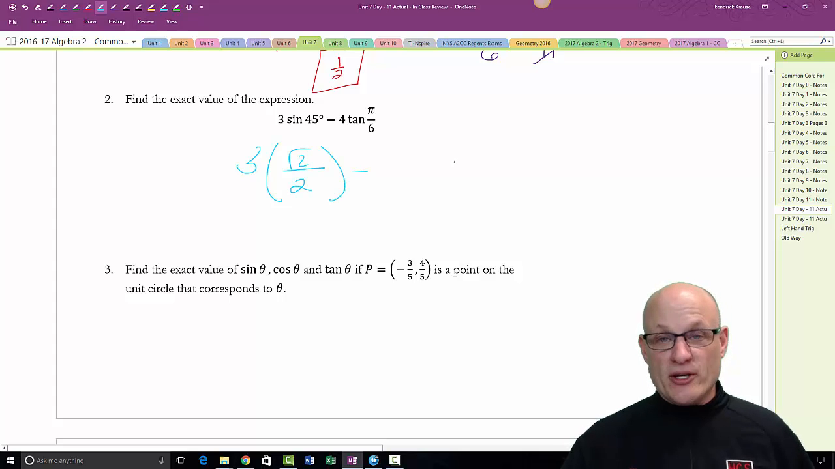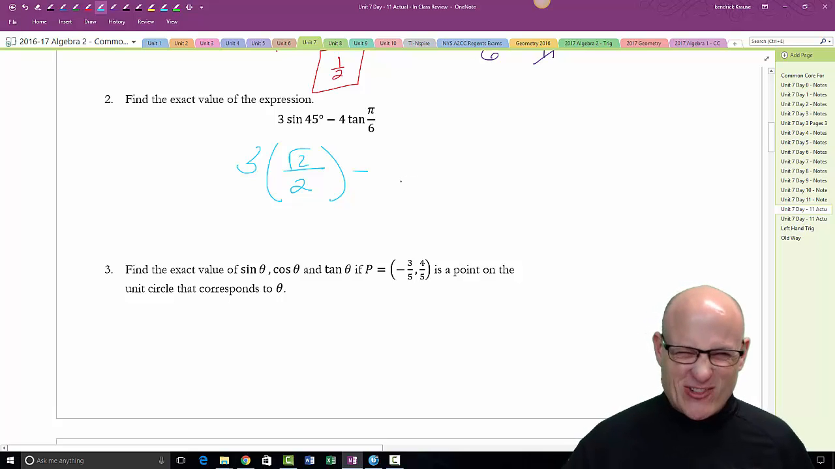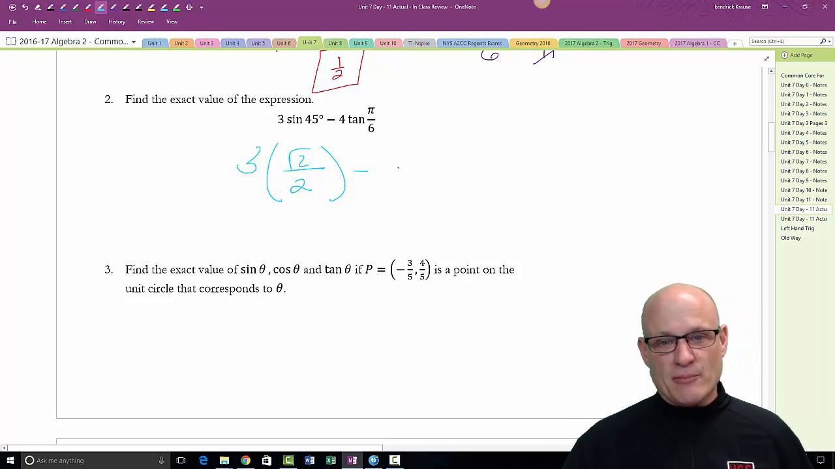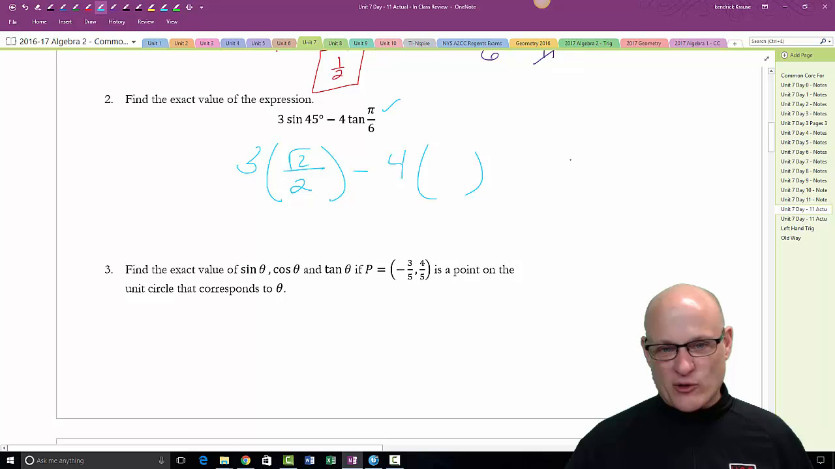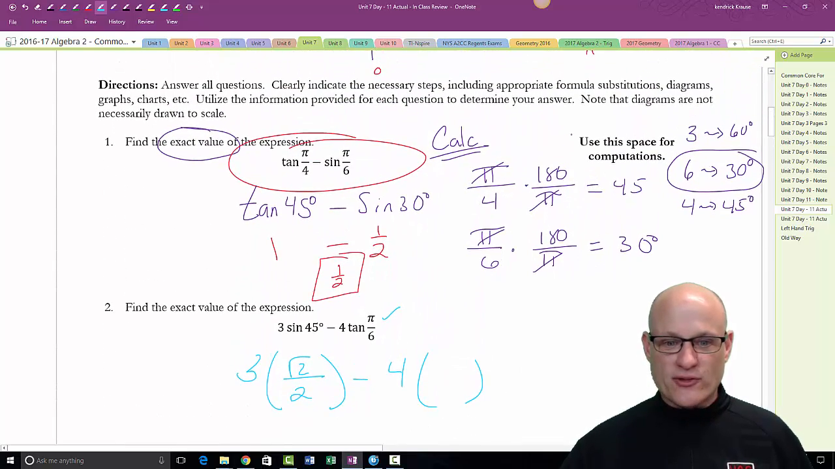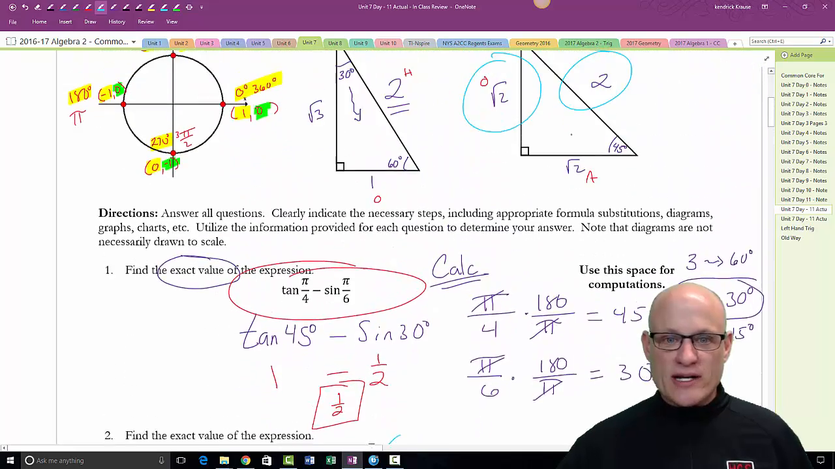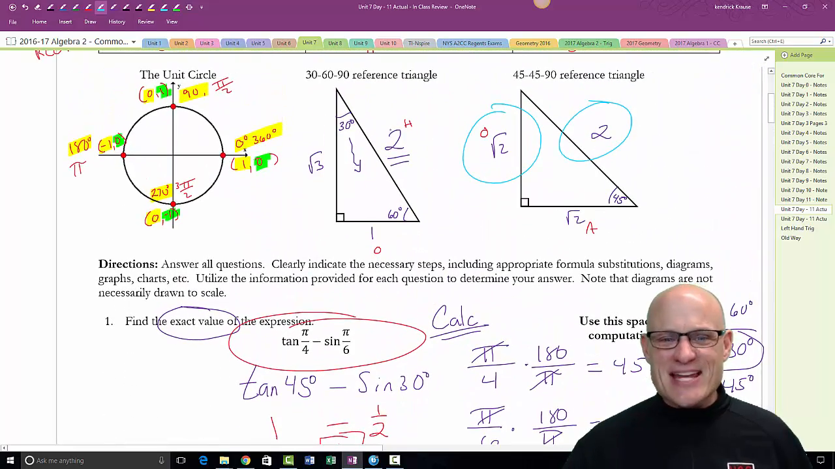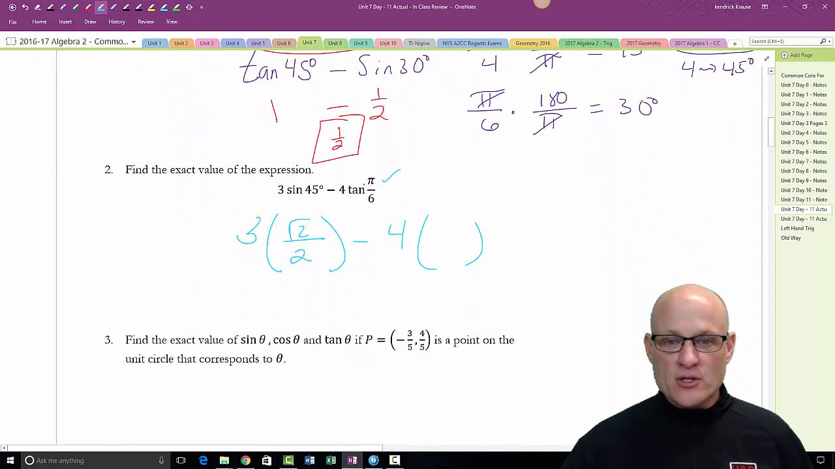For those of you that have Miss Newman, you'll know she says, parentheses for trees. Make sure you sub in using parentheses. I just told you a few minutes ago, if it's divided by 6, it's got a reference angle of 30 degrees. Not only that, I think we already did pi over 6. So that's a reference angle of 30. So I need to do the tangent of 30. Now remember, tangent is opposite over adjacent: 1 over the square root of 3.